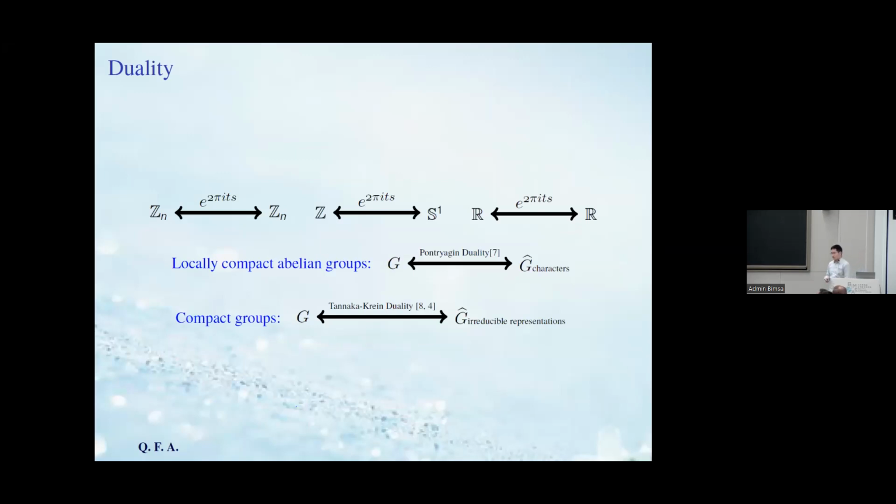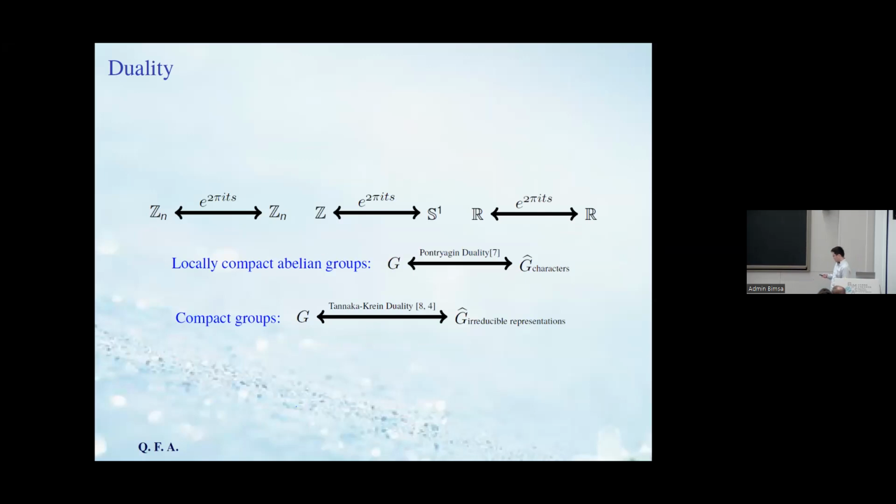So if we go back to the definition of the Fourier transform, we say that there is actually a duality between R and itself. That means R is self-dual. Can we find more duality? Of course we can, right?